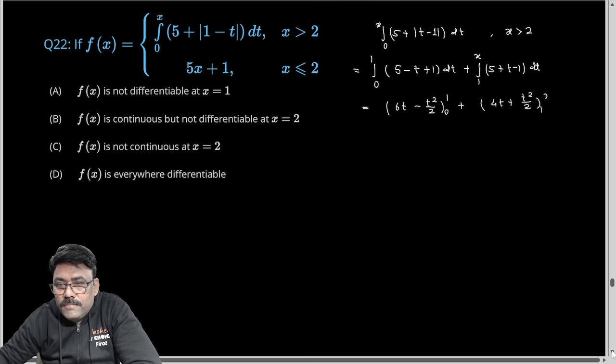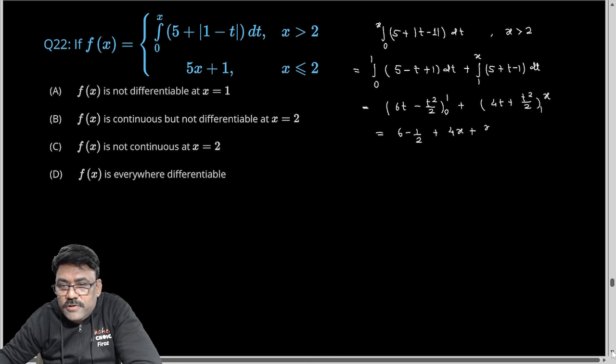1 to x. Let's substitute the limit. So here you are getting 6 minus half for the upper limit. For the lower limit, it is 0. Here you are getting 4x plus x square by 2 for the upper limit, and for the lower limit, you are getting minus 4 minus 1 by 2.